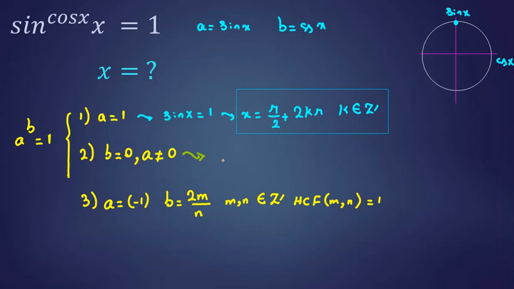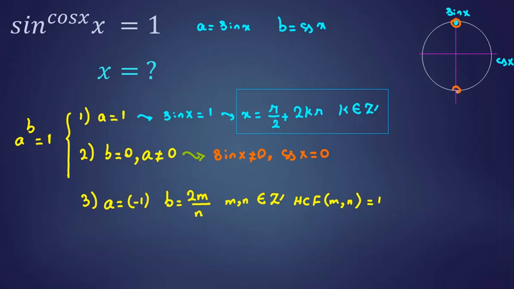Next one, we say okay. b should be 0. B was the power, and the base shouldn't be 0. So the base, which is sine x, is not 0, and cos x, which is the power, is 0. Cos x is 0 for which points? For these points we have, and we've calculated here in case 1. And as you can see here, sine is not 0.